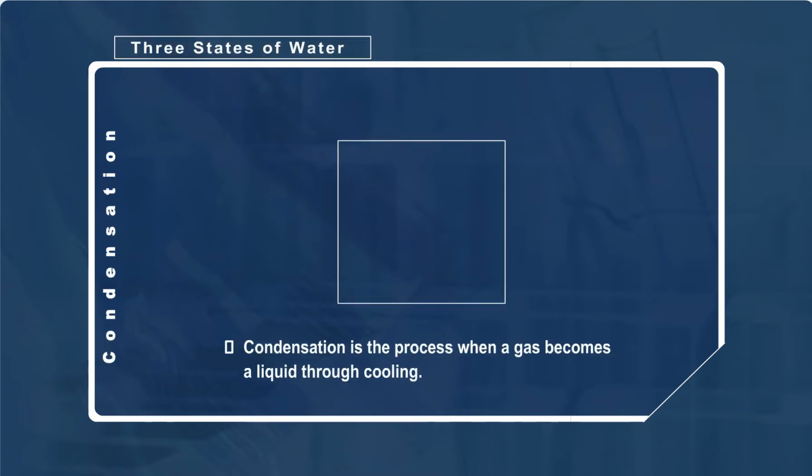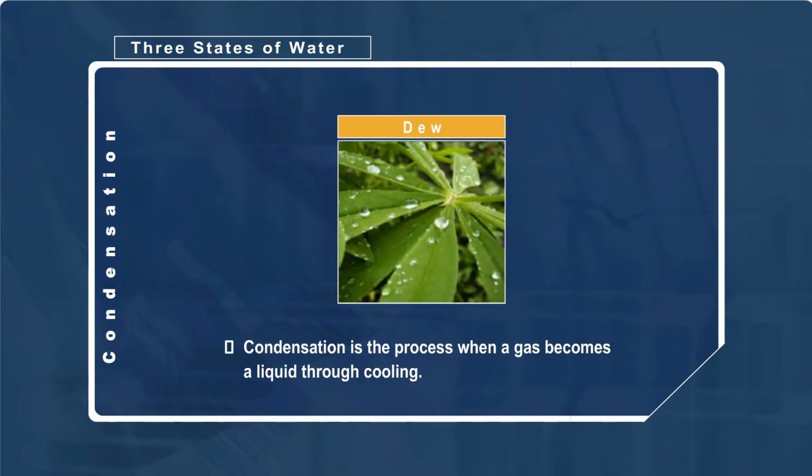When a gas becomes a liquid through cooling, the process is called condensation. Water vapor or steam condenses to form liquid water when it is cooled.